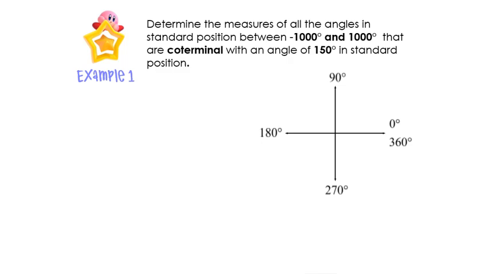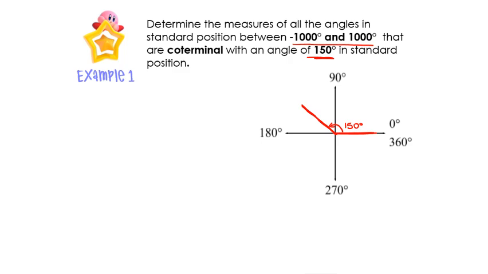Example 1. Determine the measures of all angles in standard position that are in between negative 1000 degrees and 1000 degrees that are co-terminal with 150 degrees. So the first thing I'm going to do is draw 150. So my initial arm is going to start at 0. And 150 degrees should land somewhere in between 90 and 180. So let's say the terminal arm lands around here. So this would be our principal angle of 150 degrees.